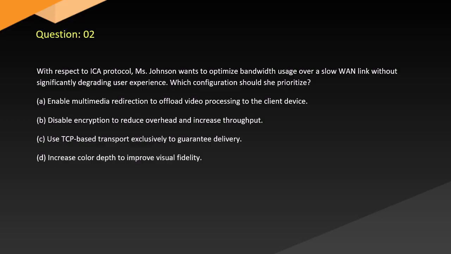Question 2. With respect to the ICA protocol, Johnson wants to optimize bandwidth usage over a slow WAN link without significantly degrading user experience. Which configuration should she prioritize? A. Enable multimedia redirection to offload video processing to the client device. B. Disable encryption to reduce overhead and increase throughput. C. Use TCP-based transport exclusively to guarantee delivery. D. Increase color depth to improve visual fidelity.